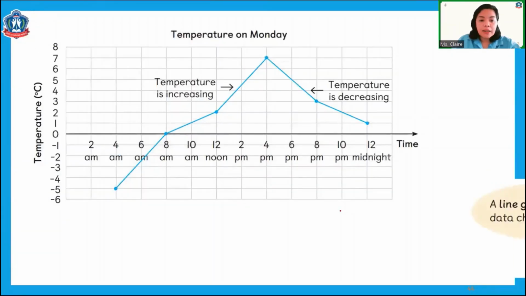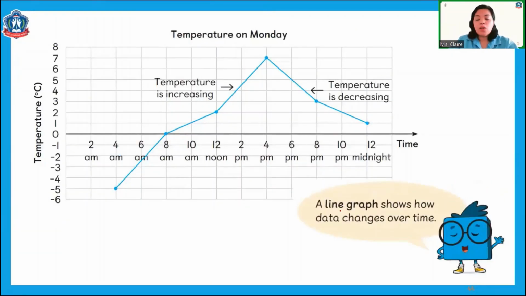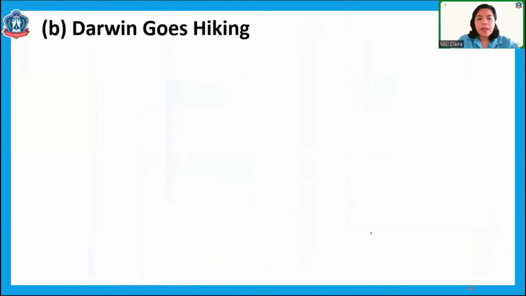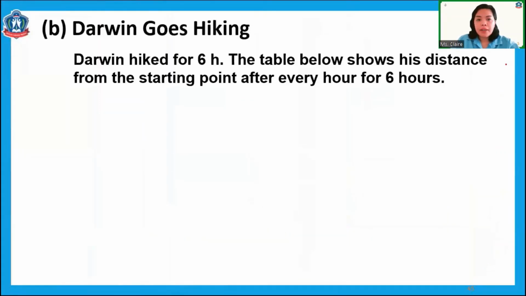Remember, a line graph shows that the data changes over time. So if you can see changes, it goes up, goes down, that is a line graph. Okay, I have another example here.